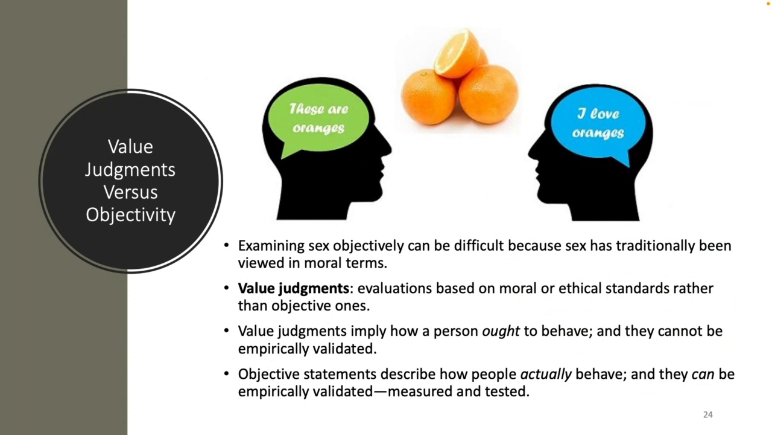If you see the two images above the people, the one on the left says, these are oranges. That is an objective statement. Those are oranges. But the second person says, I love oranges. That's a value statement.